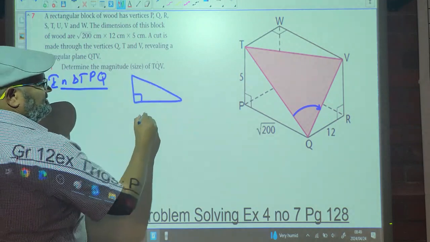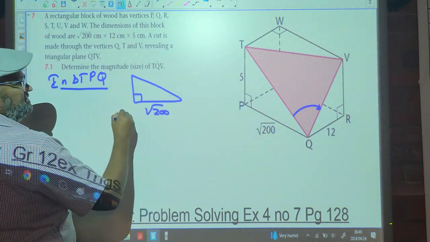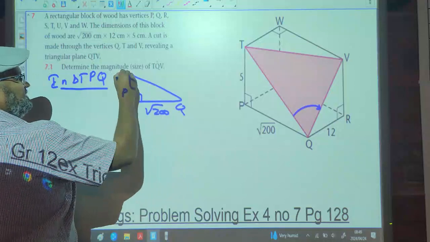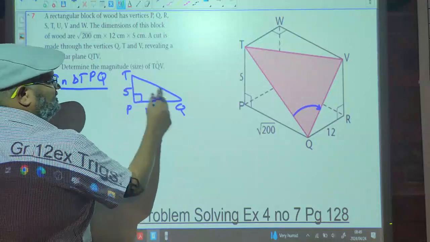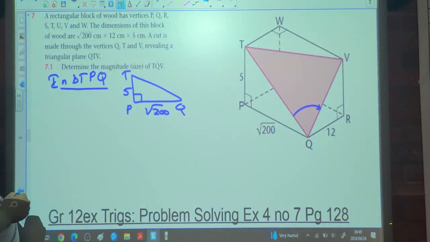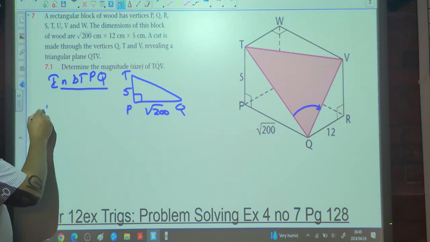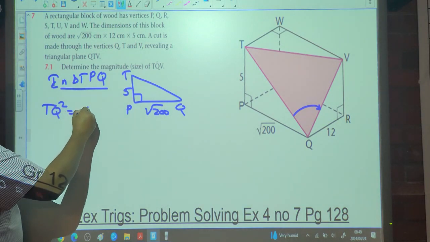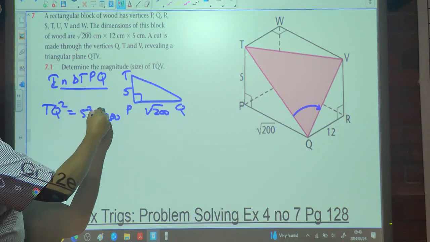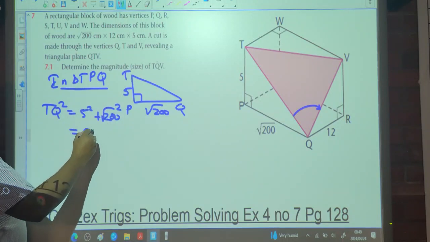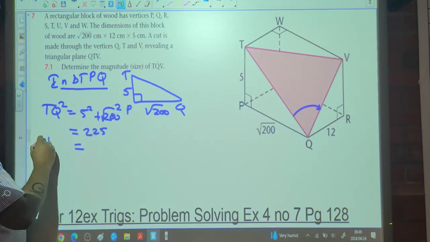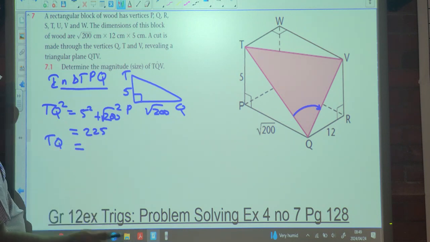This is a right angle triangle. It's root of 200. That is PQ. And this is 5. How do you think you can calculate QT? Yeah, QT. Pythagoras. TQ squared is equal to 5 squared plus the root of 200 squared, which is 225. The root of 225 is 15.